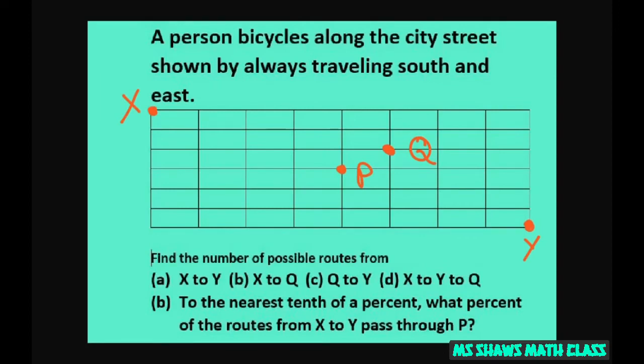Hey, everyone. A person bicycles along the city street shown by always traveling south, then east. So that means you're going south, then east, like that. Find the number of possible routes from X to Y, X to Q, Q to Y, X to Y to Q. And then write, to the nearest tenth of a percent, what percent of the routes from X to Y pass through Q.